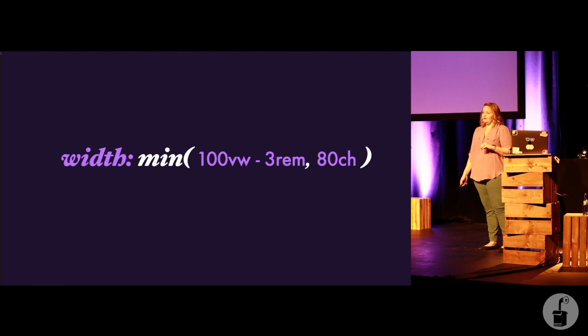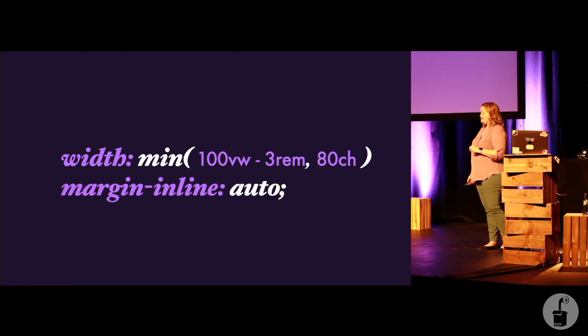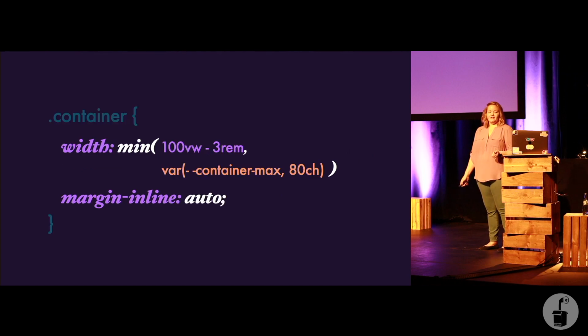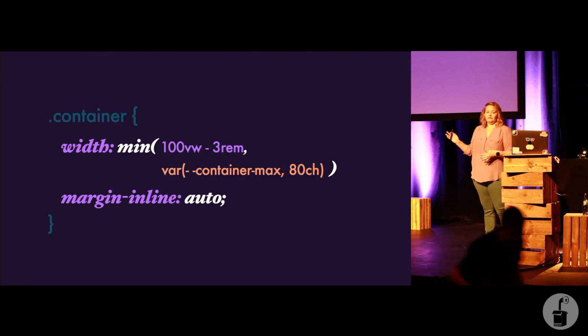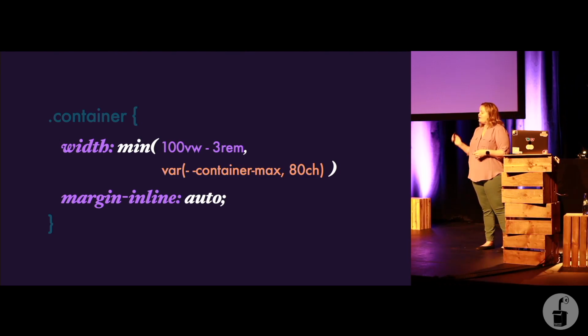If we take that rule and add the logical property margin-inline set to auto, then we have the basis for a really modern container class. We can take our container class a step further and add an optional custom property of container-max. We still have our fallback here set to that 80ch.